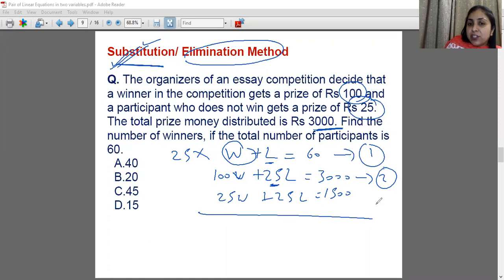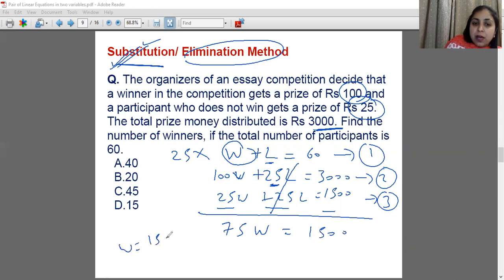Now subtracting these two equations, it will become equation number 3. 25L minus 25L becomes 0. 100W minus 25W becomes 75W, equal to 1500. Again, I reach my answer, that is 20. Got it? So this is known as the elimination method. The question can be solved with the help of the graphical method, the substitution method, the elimination method, and with one more method that I will teach you later in this class. Got it? So let's move to the next one.